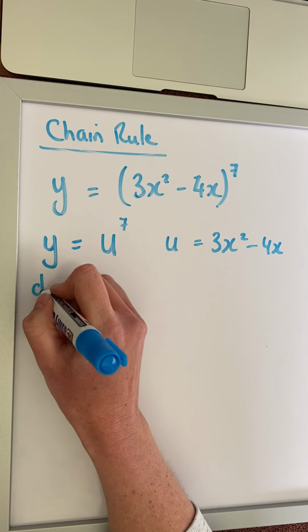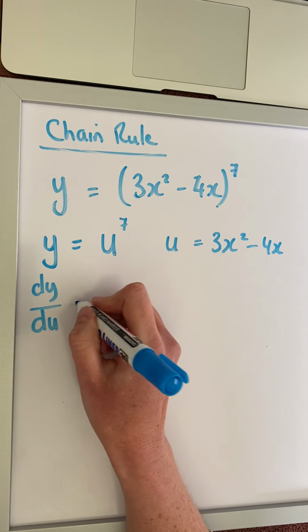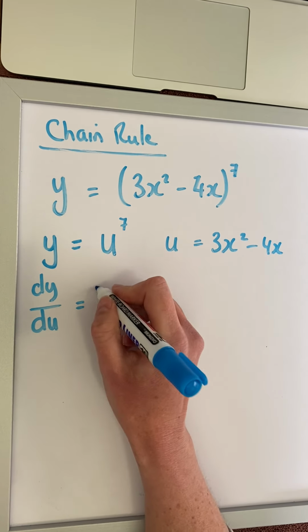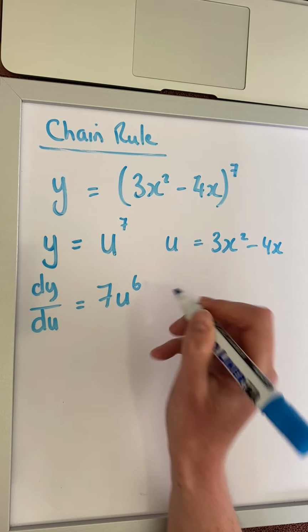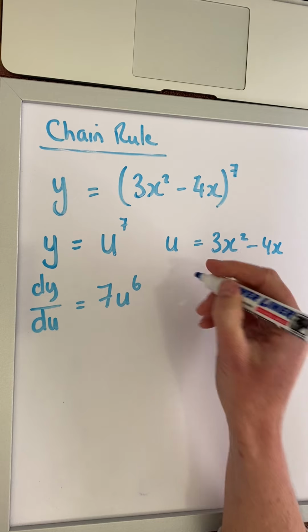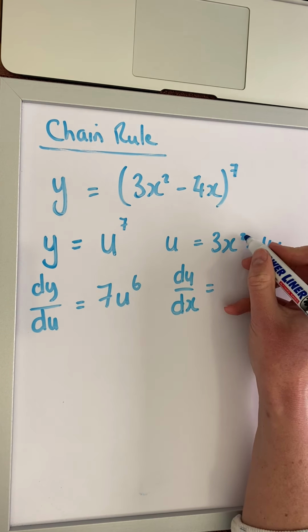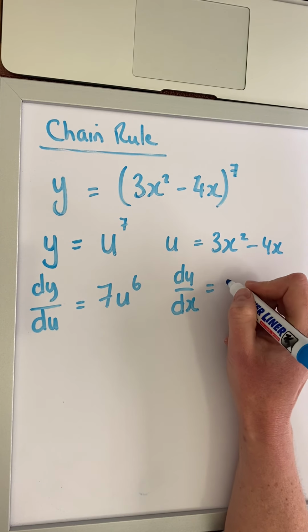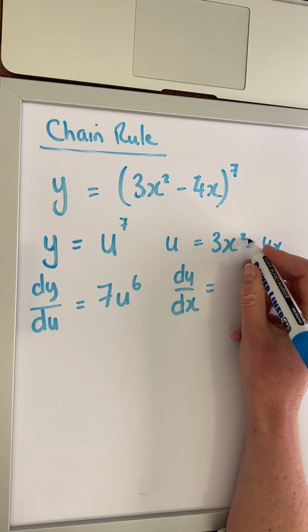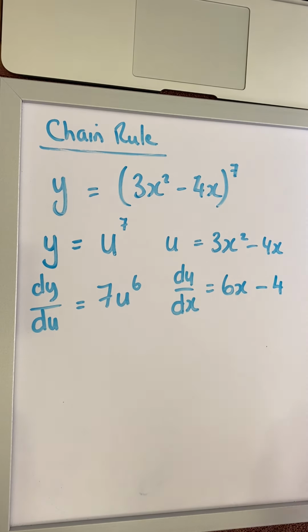So if we look at this one here, if we differentiate y with respect to u, we get dy du. We bring down the power and multiply, reduce the power by 1, so we get 7u to the power of 6. If we look at this expression here, we can find du dx. So bring down the power and multiply, reduce the power by 1. So we have 3 times 2, which is 6x, and we have minus 4.